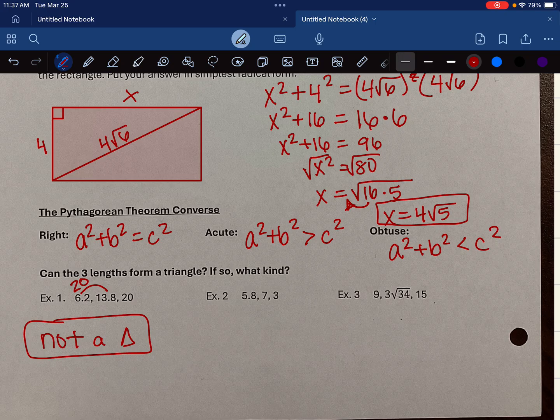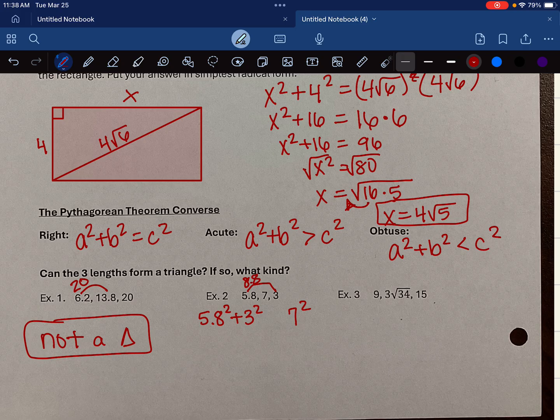All right, what are my 2 shorter sides on example 2? 5.8 and 3. What's 5.8 plus 3? 8.8. Is 8.8 longer than 7? Yes. So this is a triangle. So now we're going to test a squared plus b squared equals c squared. Okay? Who can tell me what numbers I use for a and b? 5.8 and 3. Yeah, the 2 that we added together. Okay? So 5.8 squared plus 3 squared and 7 squared.